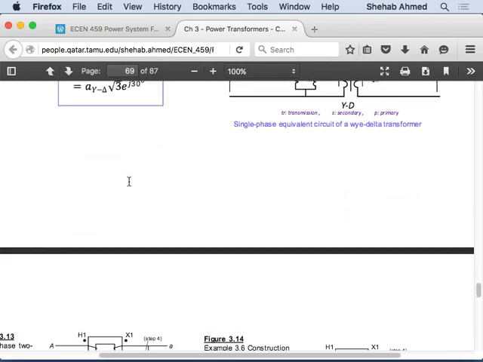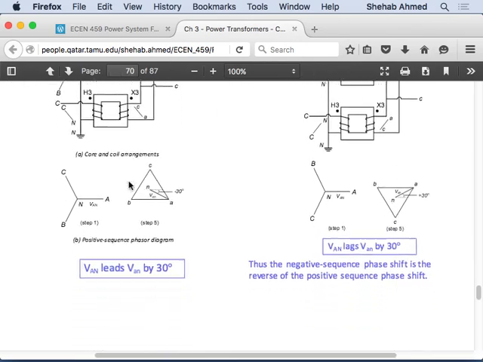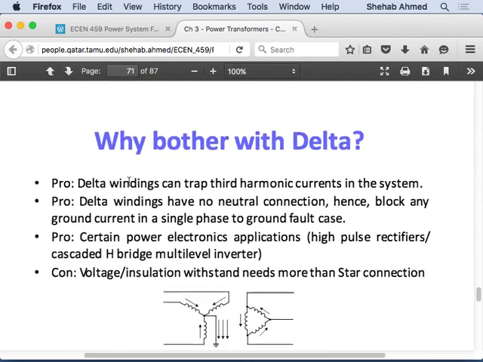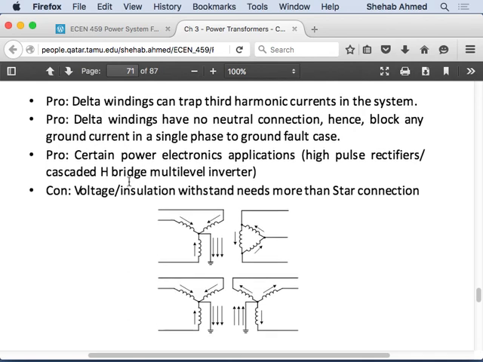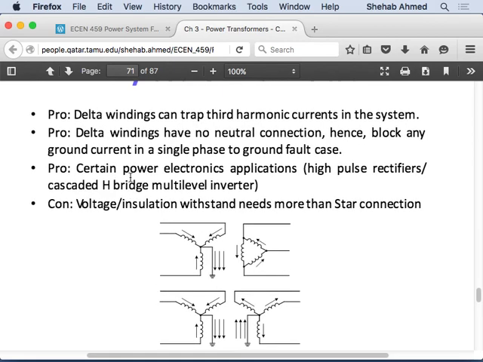But we did this. We talked about why bother with a delta before. Remember, we said that a delta actually traps current voltages that are in phase within the delta. They do not go out of the delta. I think if you go back and review, I think it was the second video or something like that. So I'm not going to spend time on that. That's actually the most important thing.